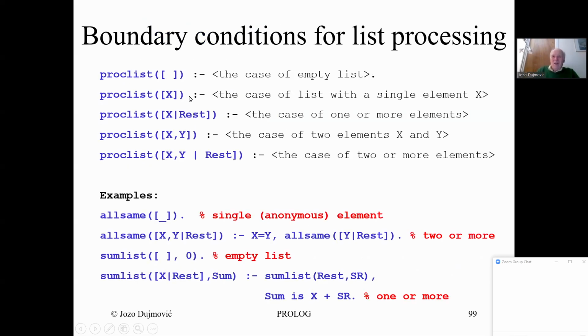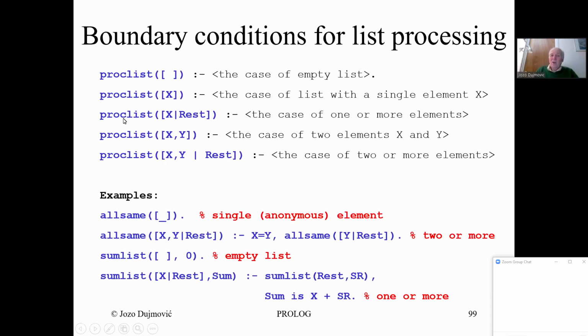So boundary conditions for list processing can be an empty list, or a list that has only a single element, or something that has multiple elements, so you have X and the rest of them, or a list that has two elements, X and Y, or two elements plus something else.